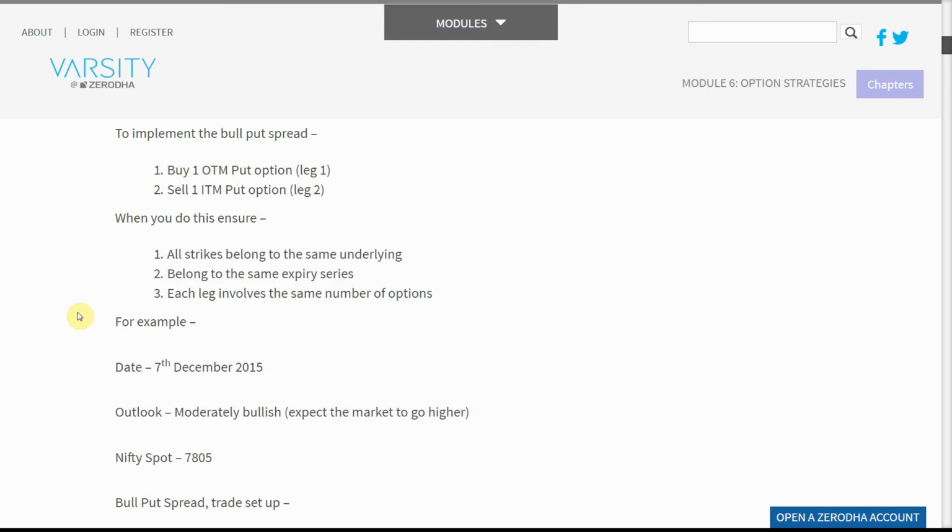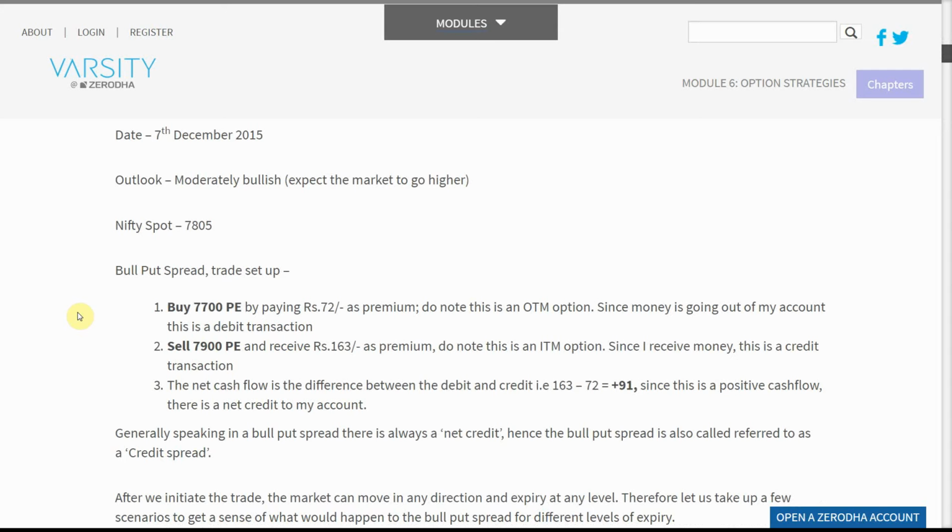For example, date the 7th of December 2015. Outlook, moderately bullish, expect the market to go higher. Nifty spot 7,805. Bull put spread. Trade set up. Buy 7,700 PE, paying 72 rupees per share as premium. Do note this is an OTM option.